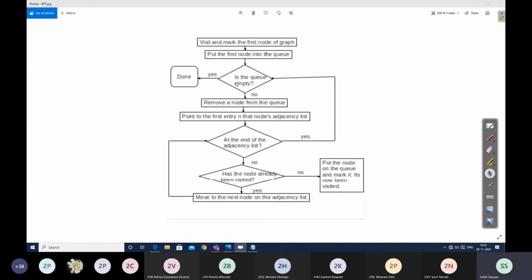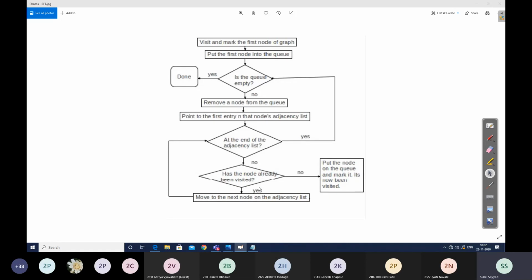Now again we check whether the queue is empty. No, because now B and C are part of our queue. So we now remove B first. Then we point to the first entry in the adjacency list of B. Again we do the same processing. Whether we are at the end of the adjacency list, yes, we go here; no, we come back here. And the same process keeps on continuing.